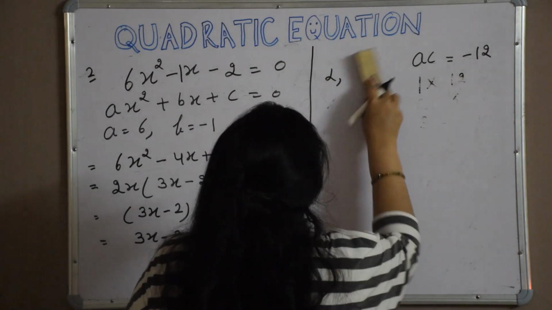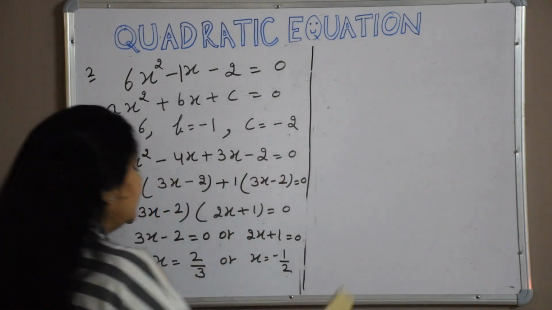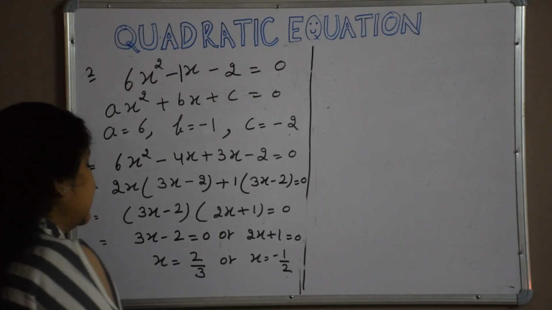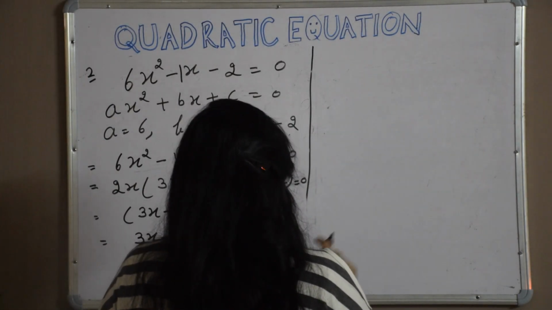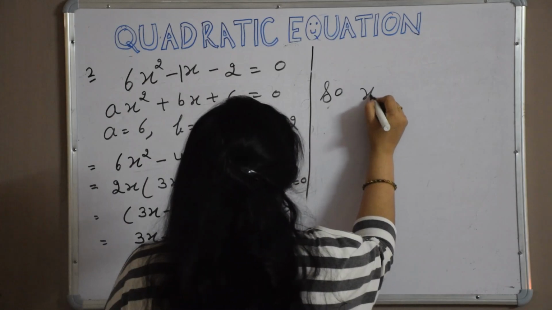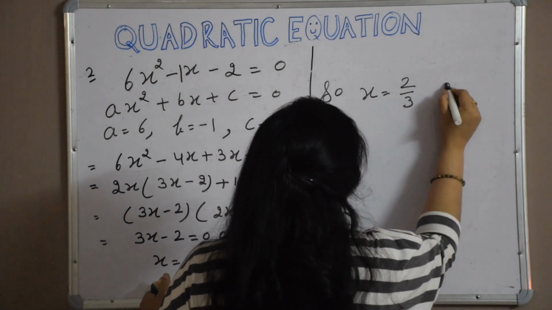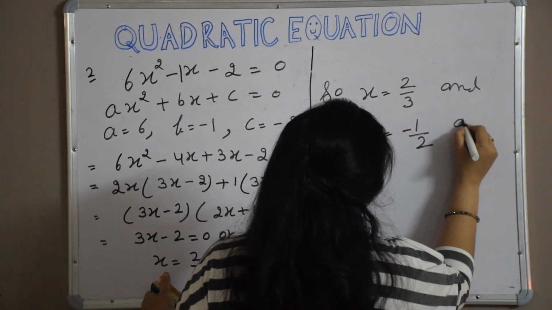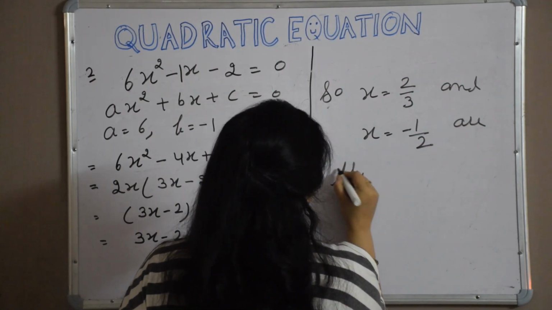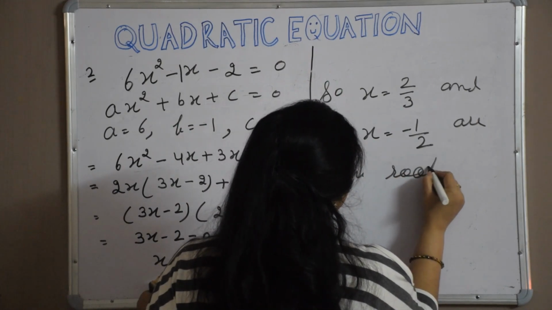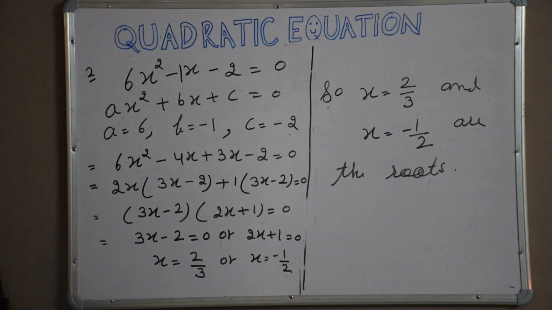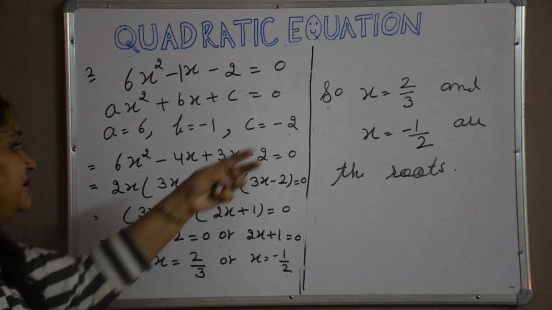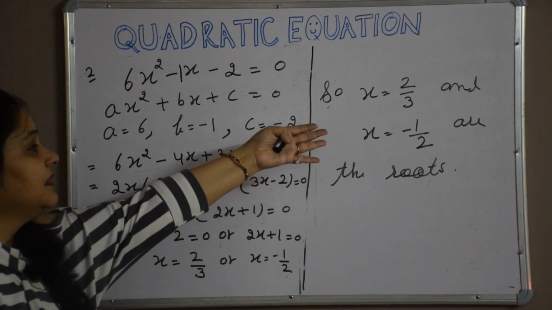Both values satisfy the given equation. So both are the roots of the given equation, and a quadratic always has exactly two roots. So x is equal to 2 by 3 and x is equal to minus 1 by 2 are the roots. Whenever they say solve the given quadratic equation, our aim is to find the roots.